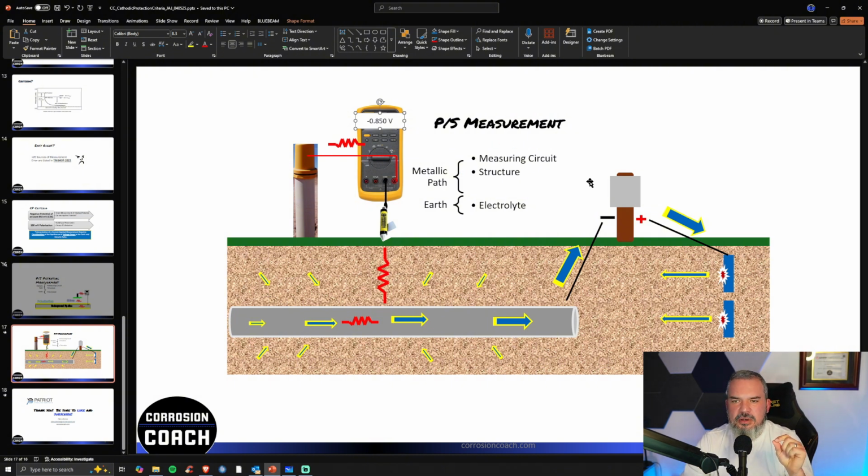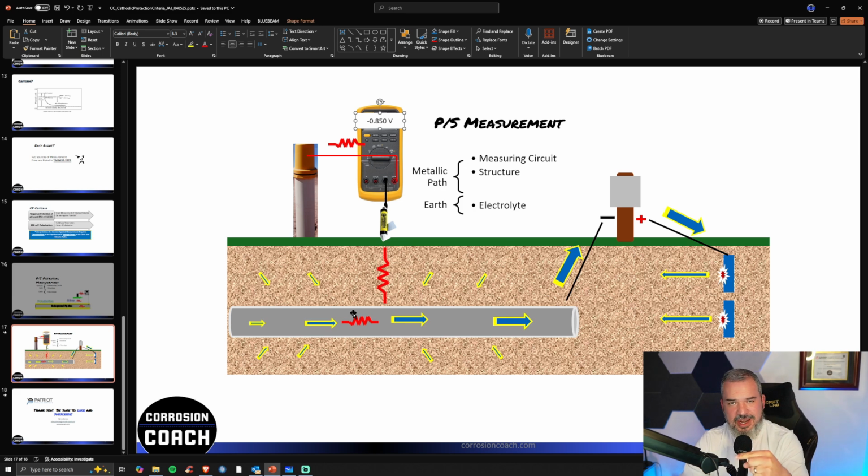So right here in the middle, this text that I've inserted is the metallic path considerations. It's the measuring circuit as a consideration. That would be the meter itself. It may have some kind of resistance in it. It could be the cabling or wires that we use. They may have some kind of resistance associated with them. Sure, they're made of copper, but there could be resistance, right? And then the structure itself.